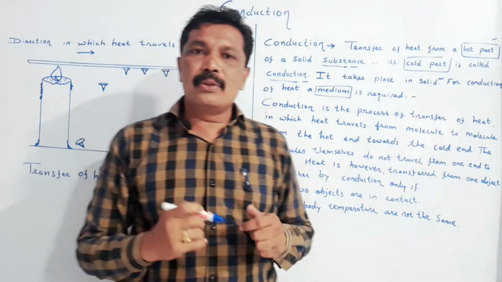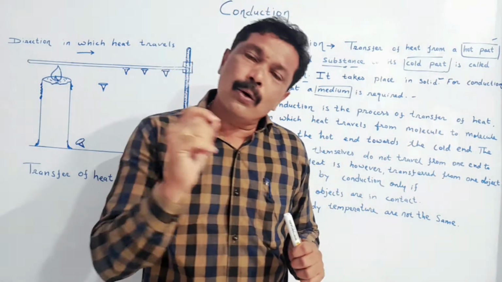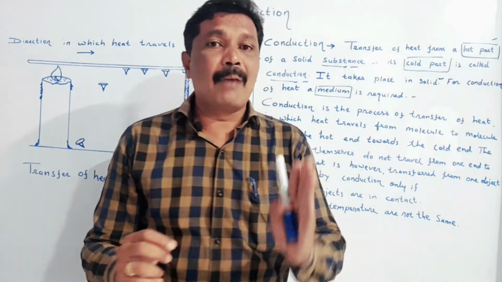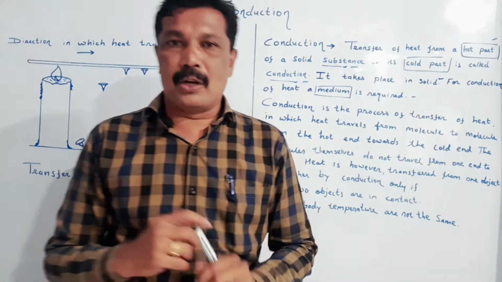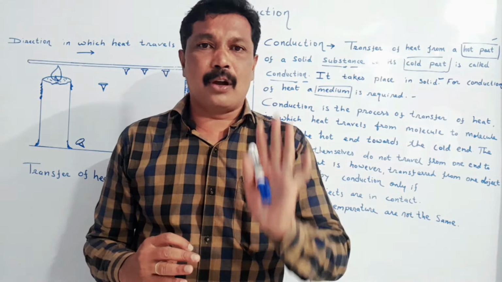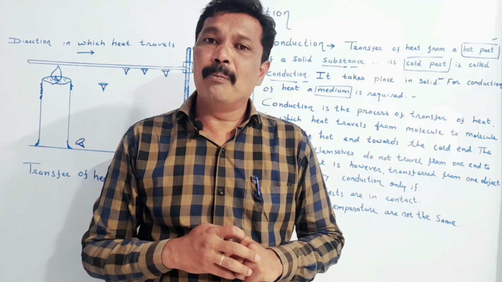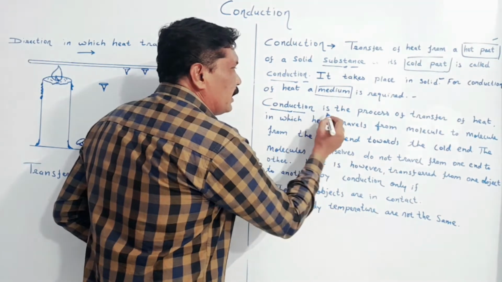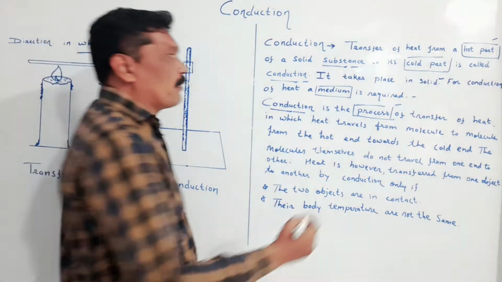So, my dear student, here the flow of heat from the hot end to the cold end in a solid is called transfer of heat by conduction. Conduction takes place in solid. Conduction needs a medium for the transfer of heat. One more definition is given in our book and we'll have brainstorming on it. Conduction is a process. What is conduction? Conduction is a process of transfer of heat.